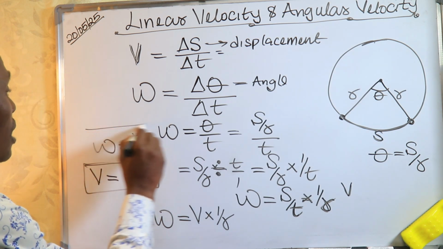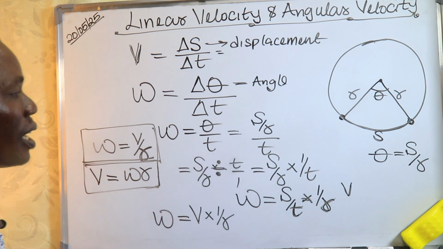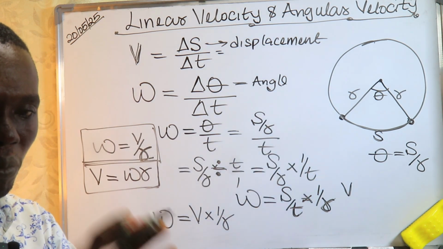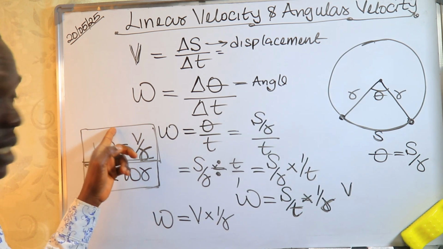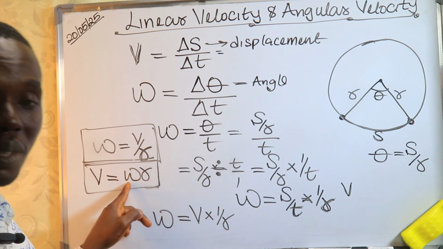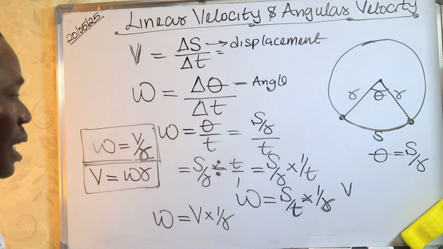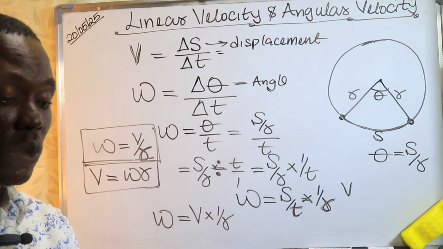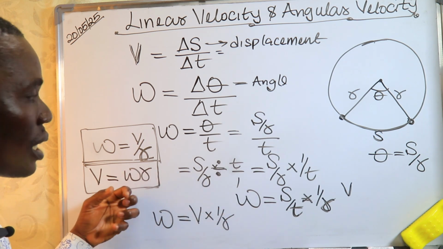You see these two formulas, make sure you don't forget them anywhere you are in physics, and that is how you derive them. If you derive them like this, you will never forget these formulas. Remember, angular velocity equals linear velocity divided by the radius, and linear velocity equals angular velocity times the radius. That is the formula I want you to stick in your head, because any question they ask you, whether it is JAMB, WAEC, GCE, or NECO, this is the formula you will use to solve it.